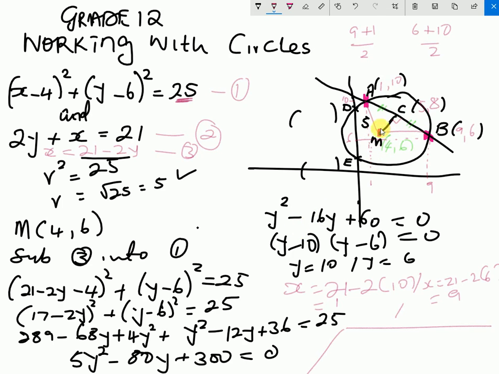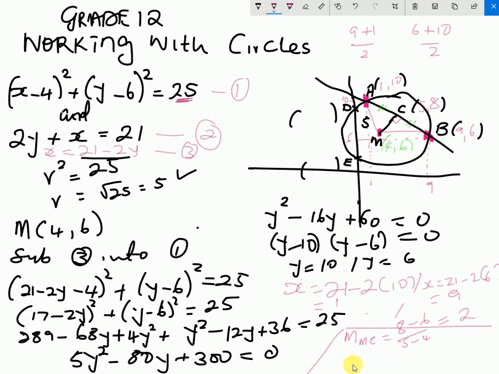Or you can use the gradient. Let's use the gradient because it's easy. The gradient of MC, people, you remember, I told you that you need the grade 10's work. The gradient of MC: 8 minus 6 divided by 5 minus 4. So the top one is 2, the bottom one is 1. So the answer is 2.